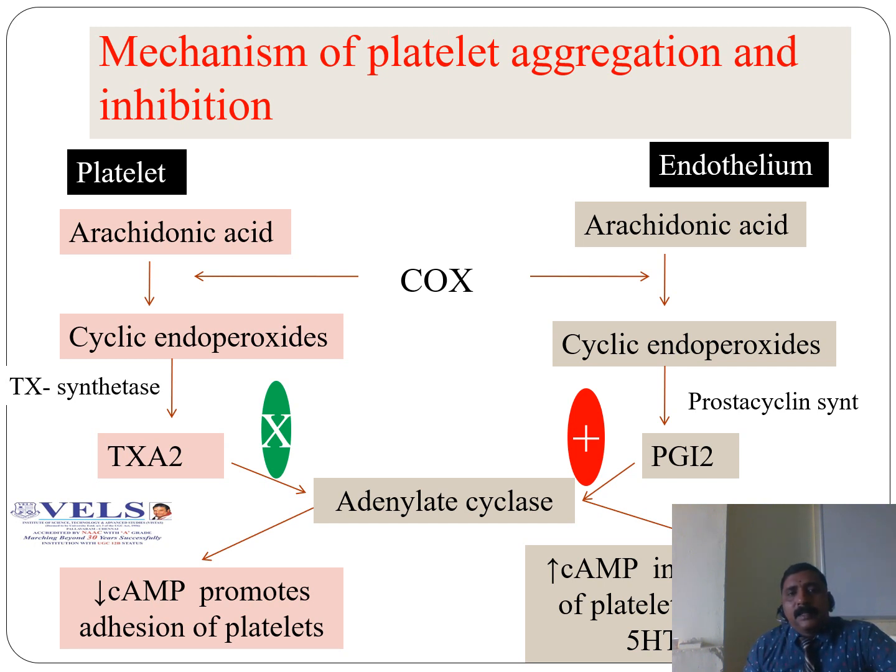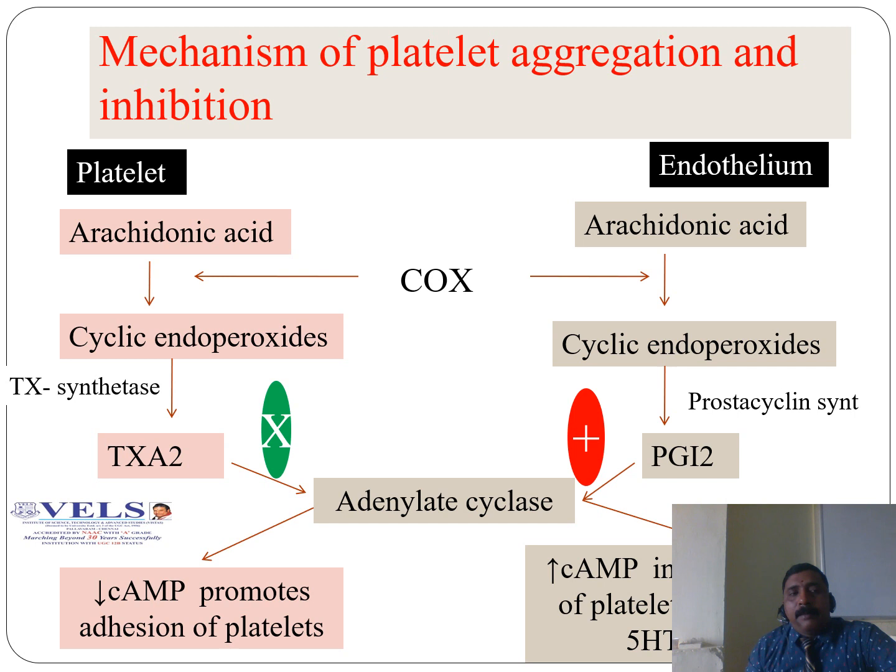Here, there is cAMP, that is cyclic adenosine monophosphate, metabolized by PDE to 5'-AMP, and hence any drug which inhibits this enzyme would increase the cAMP levels and inhibit platelet aggregation. For example, dipyridamole.